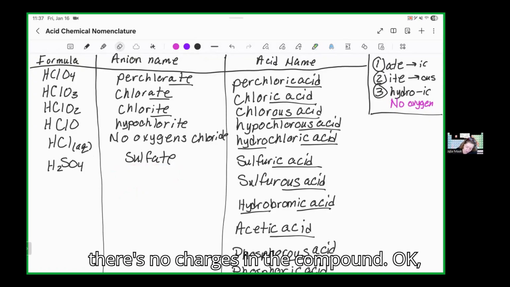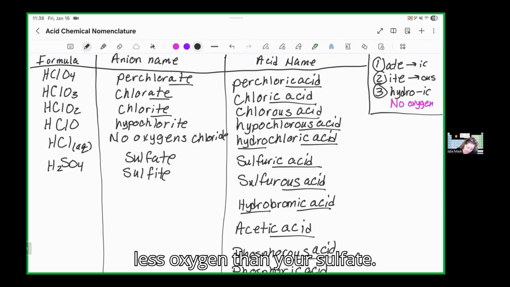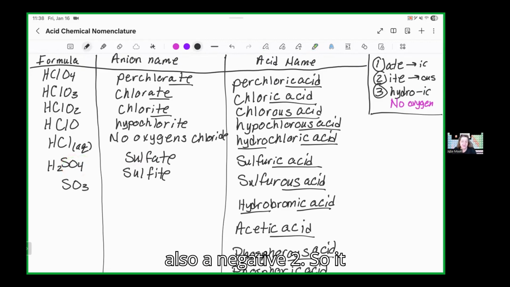Okay, so now for my next one, I have an -ous acid. We know -ous comes from -ite, and -ite has 1 less oxygen, so 1 less oxygen than your sulfate. So I've got, and that's also a -2. So it needs 2 hydrogens to make that charge be 0, H2SO3.